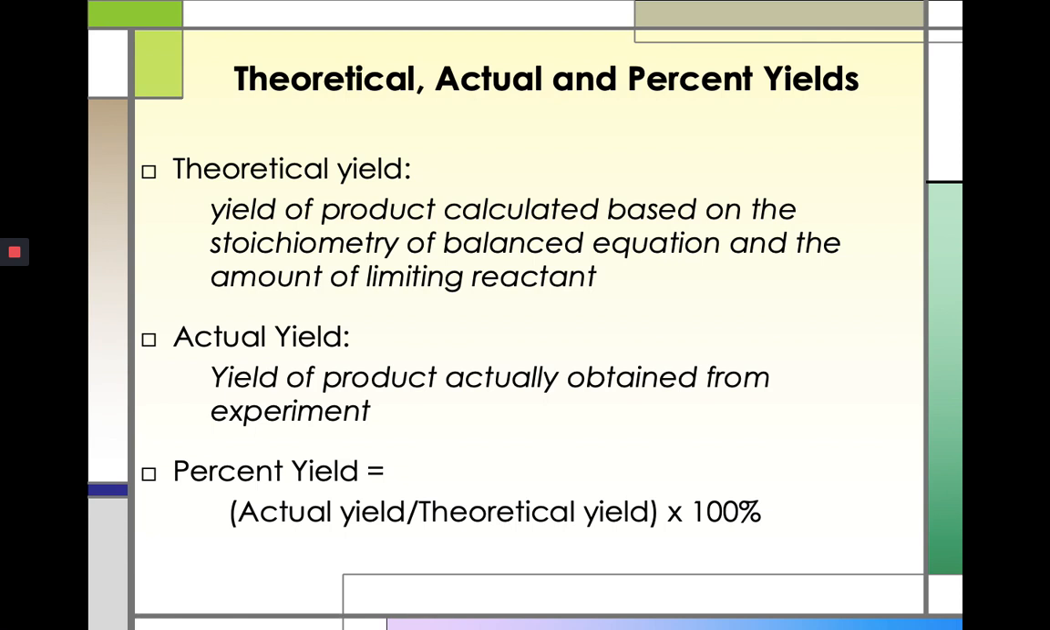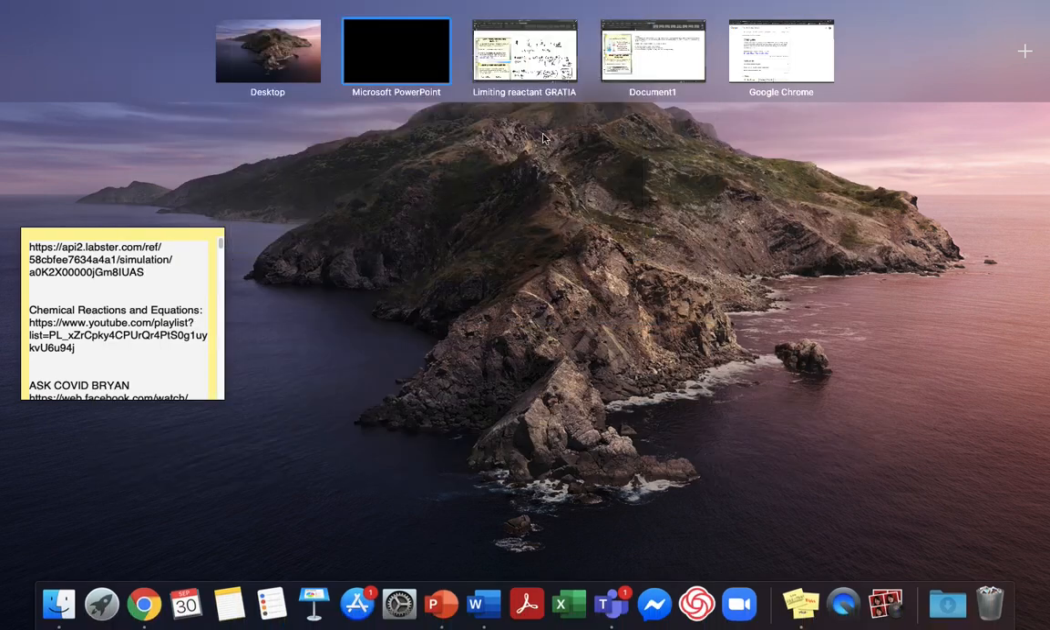So the goal for every experiment is to make the percent yield as close to 100 as possible, but that is very, very difficult to attain. That's why people have to keep upgrading their equipment. They have to keep revising and revisiting their methods so that the percent yield will be greater.